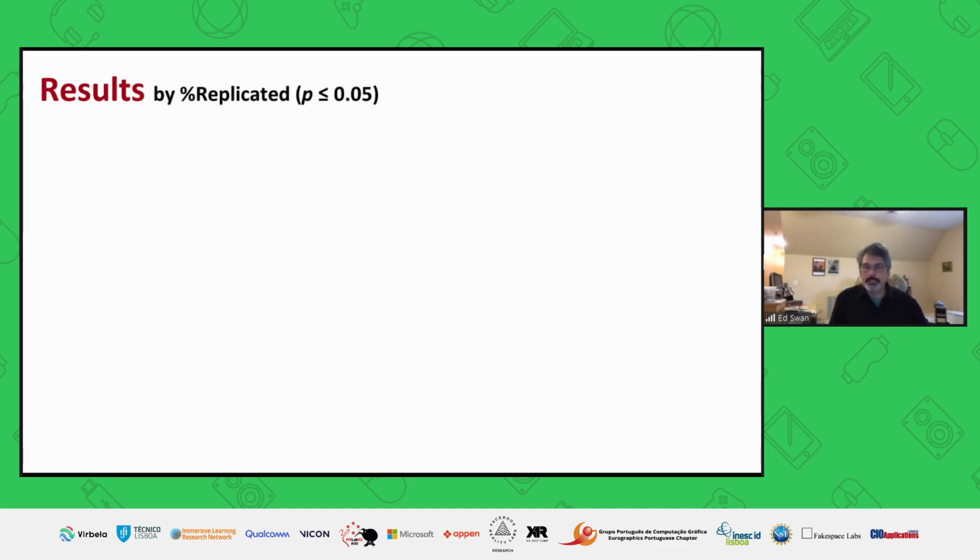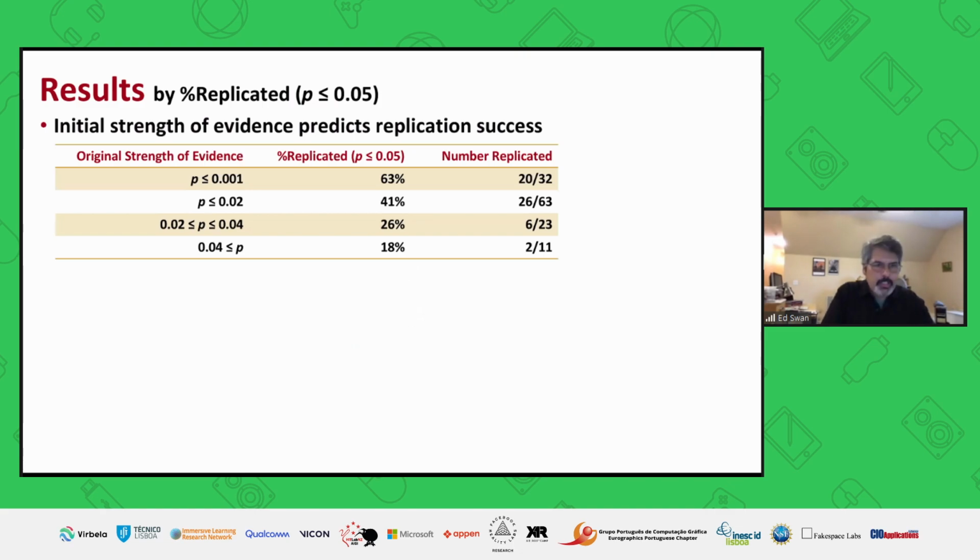So now we're going to look at the results by percent replicated, broken down in several different ways. The initial strength of the evidence for each experiment predicted replication success. Remember I mentioned that the lower the p-value, the more power the original experiment had. And that shows up here. For p-values less than or equal to 0.001, 63% replicated. That is, the replication had a p-value of 0.05 or less. When p was less than 0.02, 41% replicated.